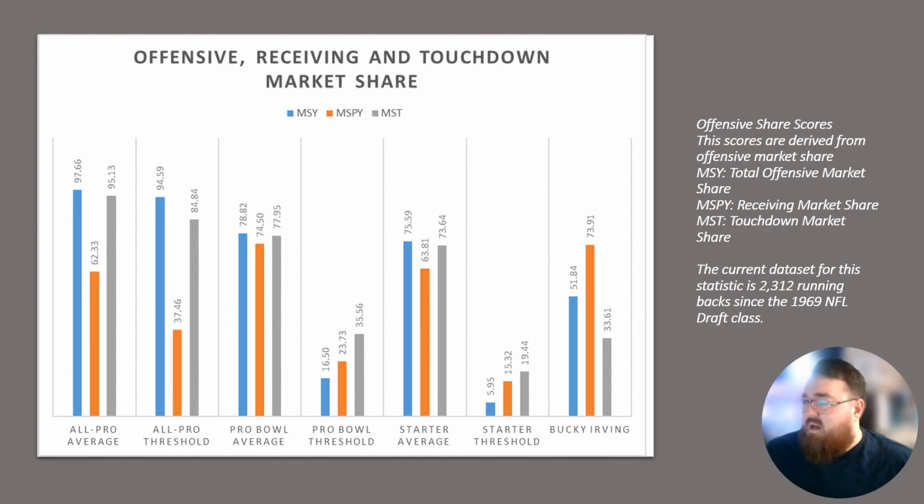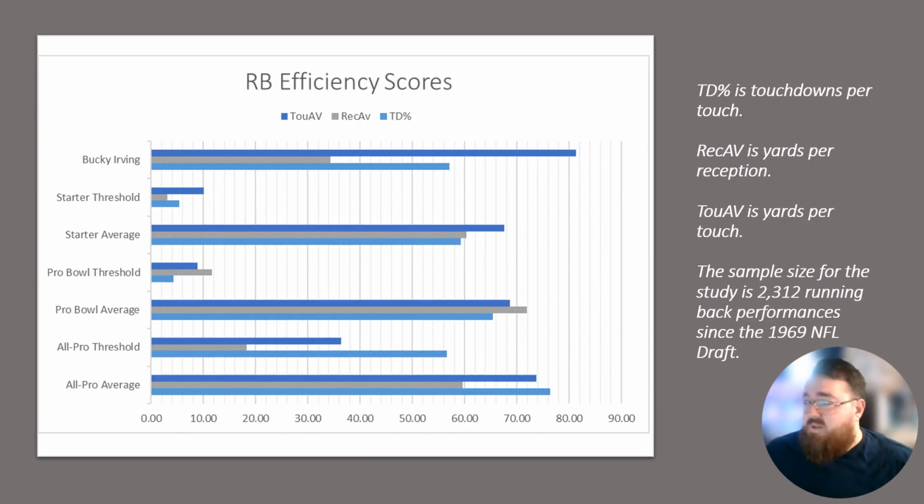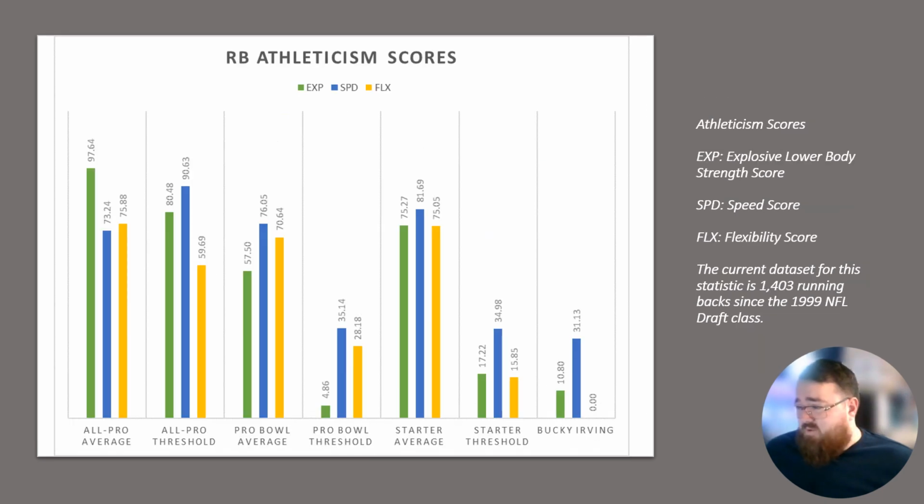Taking a look at his offensive receiving and touchdown market share, he has above average receiving market share with average total offensive market share and below average touchdown market share. So his production wasn't really that impressive. When you look at his efficiency scores, he did really well in terms of yards per touch, and TD percentage was above average, but he actually had below average yards per reception, which is kind of weird because of his receiving production in college.